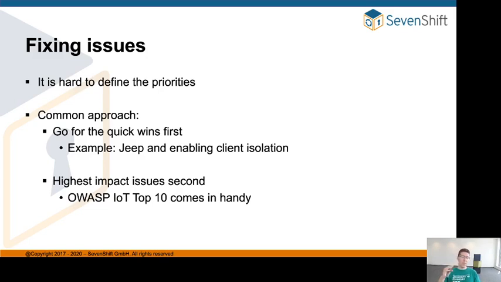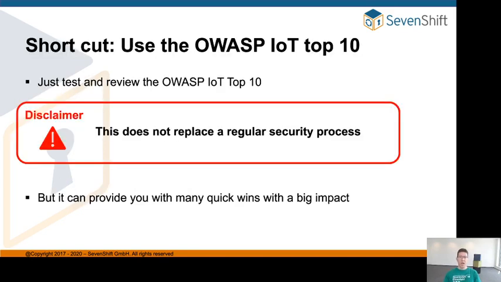And then you can go with higher impact issues, for example, taking anything from your OWASP IoT. Another way, which is a shortcut, is that you can just test and review against the OWASP IoT Top 10. Big disclaimer here: this does not replace your security process. The process I described before is actually the correct way of doing it, but this is a shortcut. It's better to do this first quickly and then go into the details than not doing anything at all, right?